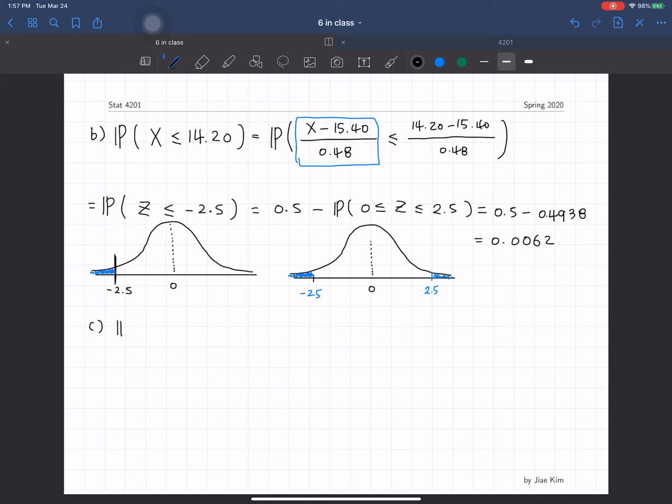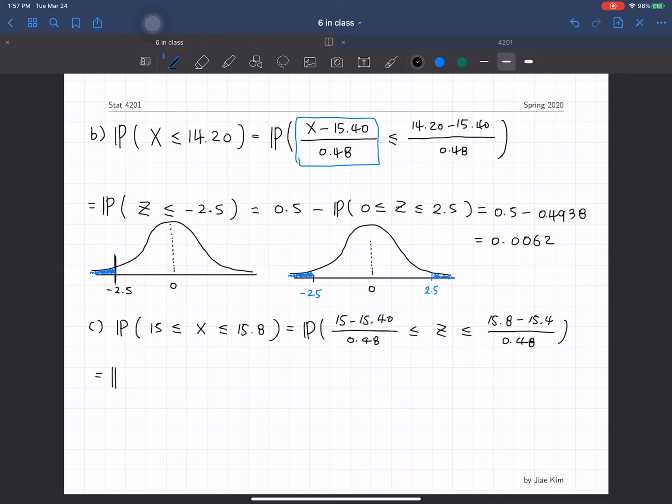Next up is: what is the probability that the developing time is anywhere between 15 and 15.8 seconds? We are going to do the same transformation as we've been doing. You can pause if you want, and I'm going to clean up these values. Negative 0.83, standard normal, 0.83.